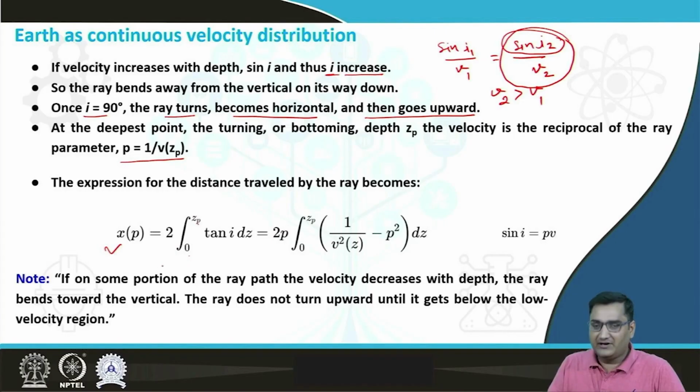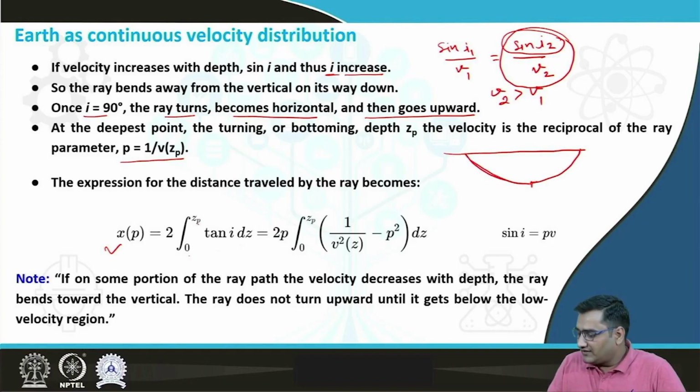Xp is equal to 2 integral 0 to zp tan i dz, which means that we are just considering the ray when it is going to the deepest point, that is the zp depth, and then coming up. So first we are calculating the distance it travels as it reaches the deepest point, and then we are just doubling that so that we can find out the total distance traveled by the ray.